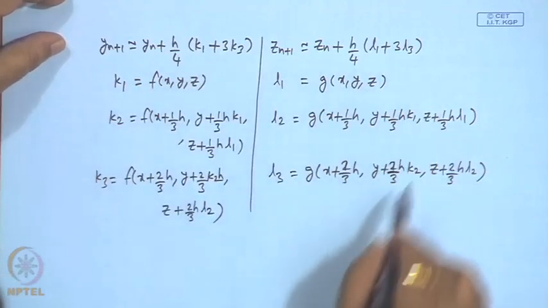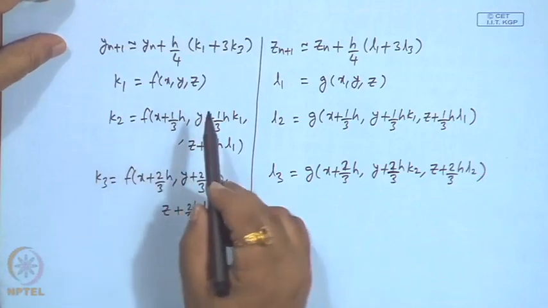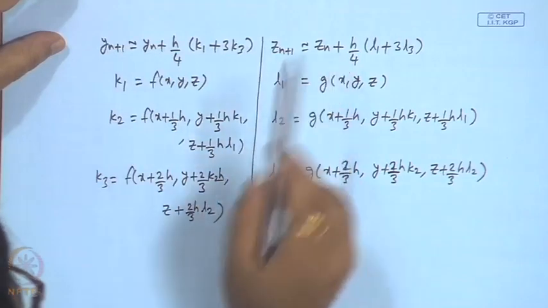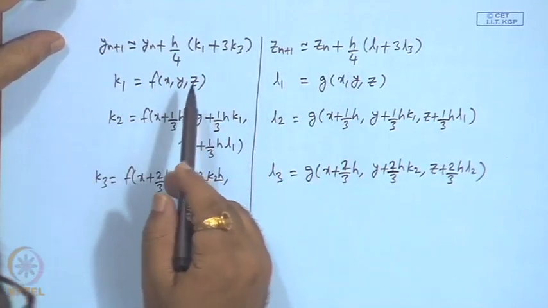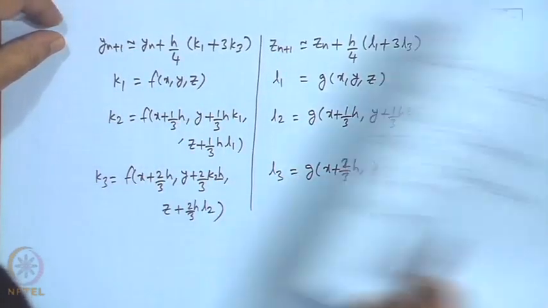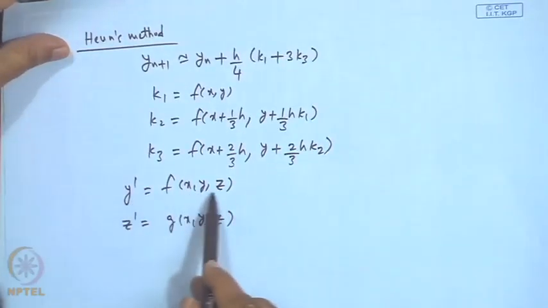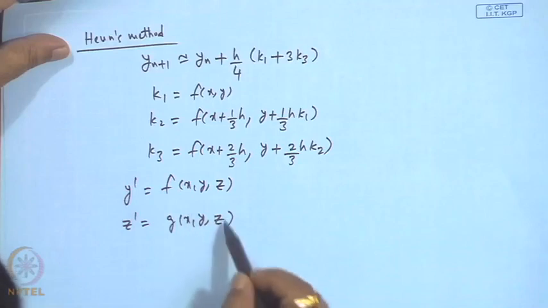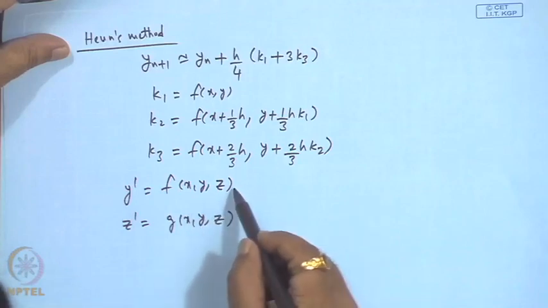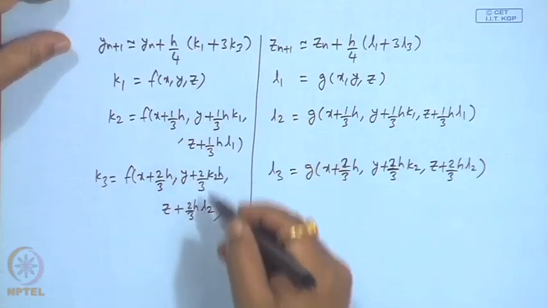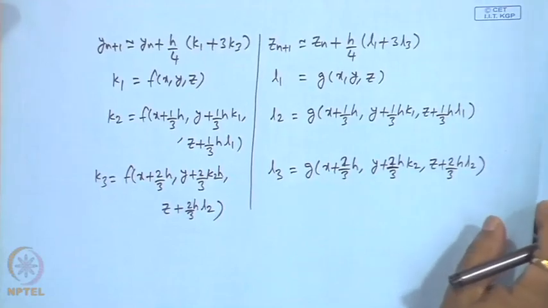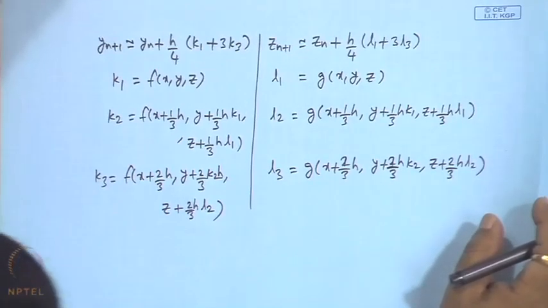So, you try to understand this, because this is very important while solving a system. Since we have two dependent variables y and z, and the system is defined as follows: y dash is f of x y z, z dash is g of x y z, where x is the independent variable and y and z are dependent variables. We are defining one set for y and another set for z, and this is the set. So, you can see, unless we compute one, we cannot compute the other.